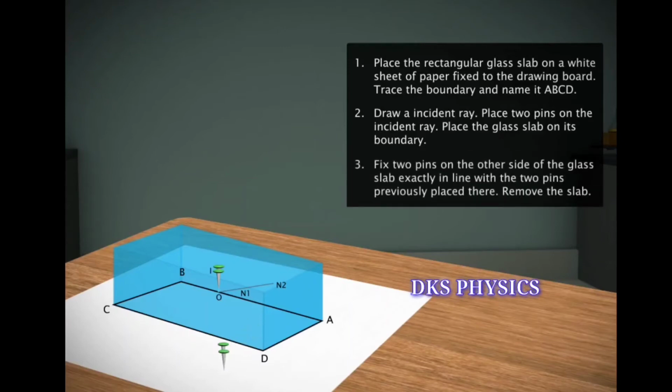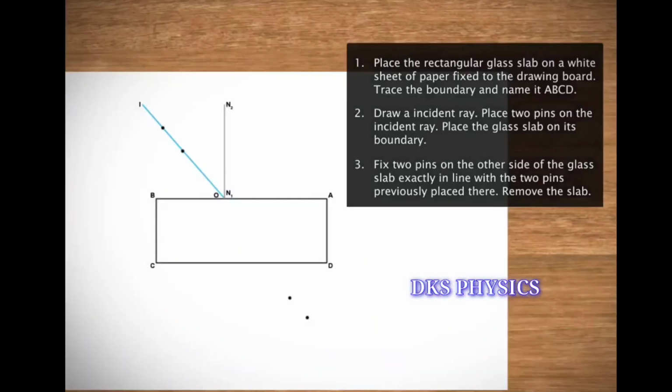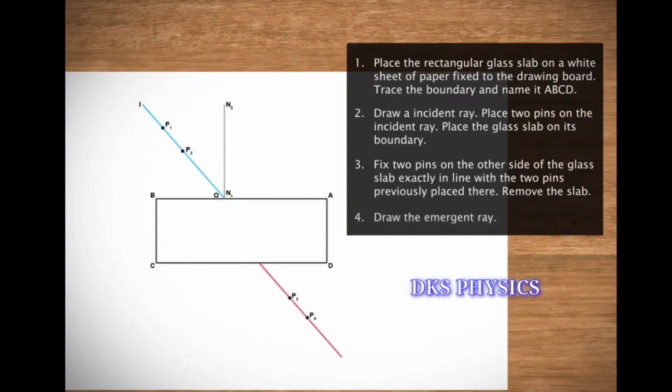Fix 2 more pins exactly in a straight line with the 2 pins that are already there. Now remove the glass slab and all 4 pins. Mark the points P1, P2, P3 and P4. Join P3, P4 to represent the emergent ray O1E. Draw a normal N3, N4 at the point of emergence. Join OO1. OO1 is the refracted ray.